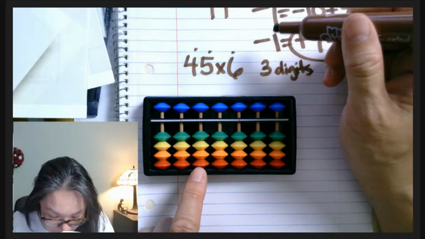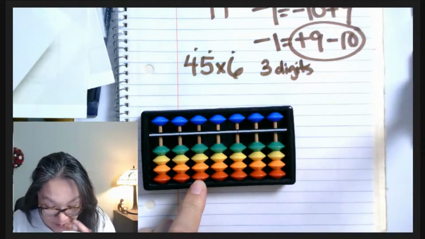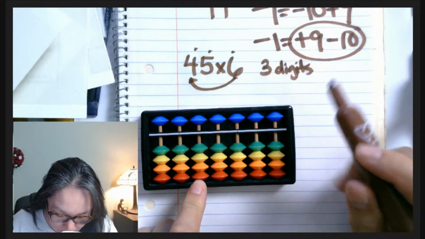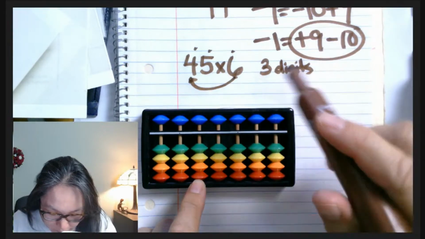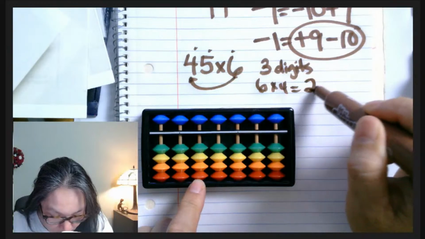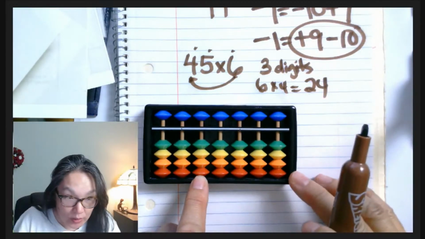Now, if you notice, we are going to do outside first. We do 6 times 4 equals to 24. So I'm going to add 20.